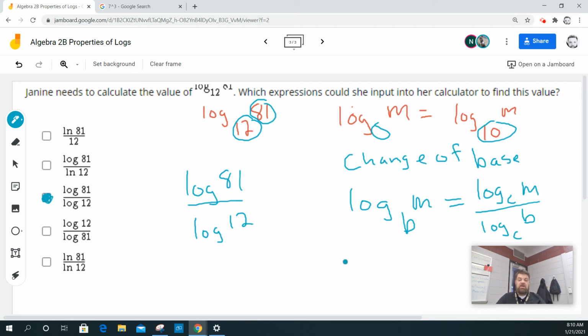Now that same property applies to the natural log. The natural log of m is equal to the log base e of m. We'll talk about e in a minute, but these are inverse operations. We just don't write the e down.